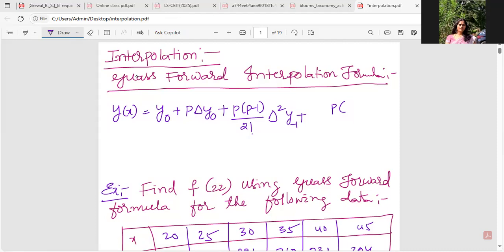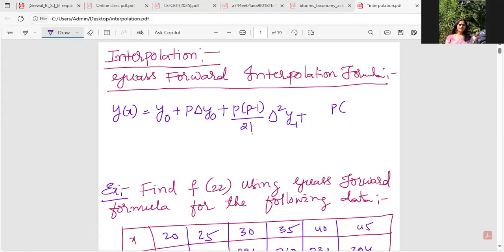Now, Gauss is not directly forward or backward. It takes one step forward and one step backward. It starts with forward. So how do I remember that it is a forward formula? It is with this p minus 1 sign. Now I have y0 plus p delta y0 plus p into (p minus 1) by 2 factorial delta square y minus 1.